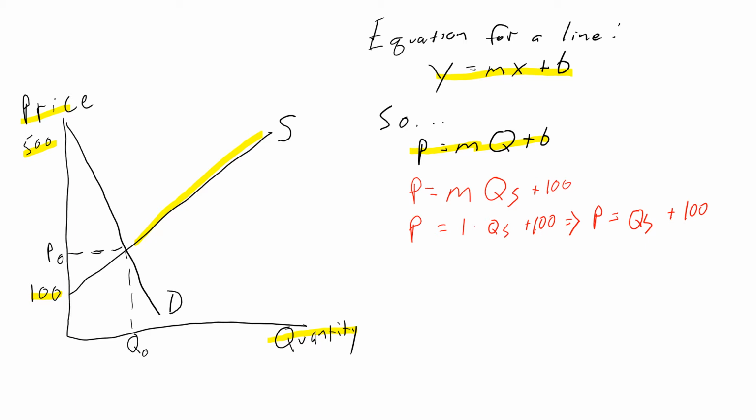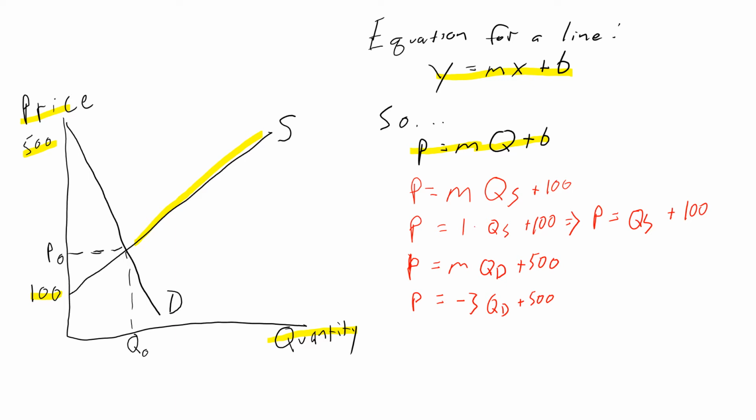Okay, so we can do the same thing for our demand equation. We'll have P is equal to m multiplied by QD plus 500. And in this case, let's say that the slope of this line, we're just going to assume that it's negative 3. So it's downward sloping. We know it's negative. And so we have P equals negative 3 QD plus 500.